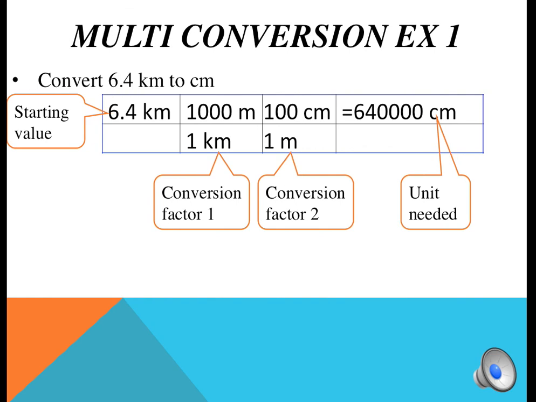For multi-conversions, I always use base as our middle or our baseline, so it's hard to remember how many centimeters in a kilometer. So if you start from kilometer, go to base, and then move to centimeters, it does make life a little easier. So we have 6.4 kilometers here, and there are 1,000 meters in a kilometer, 100 centimeters in a meter, and so we get 640,000 centimeters.